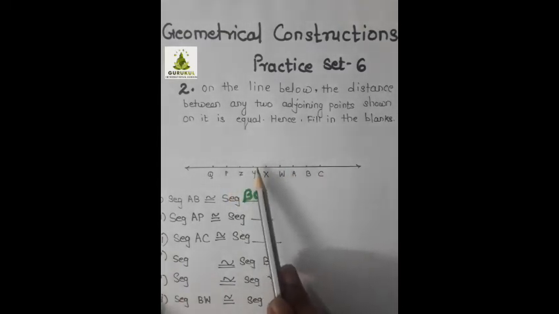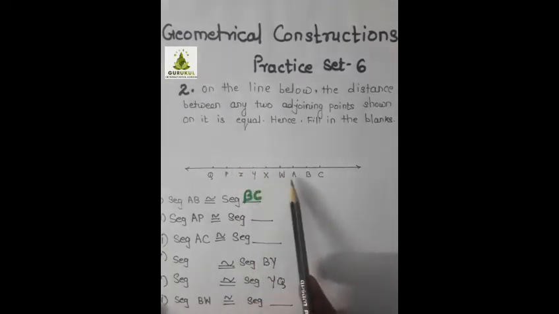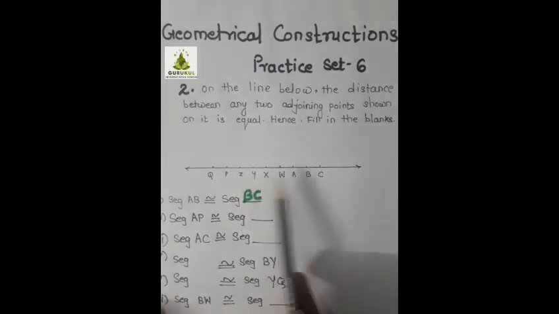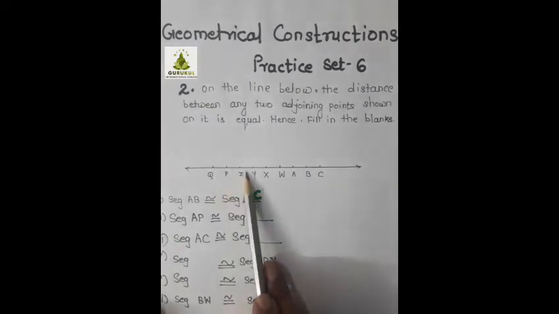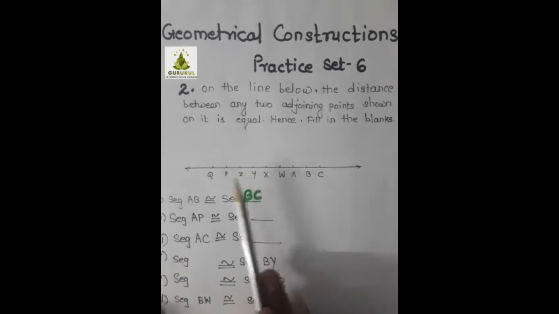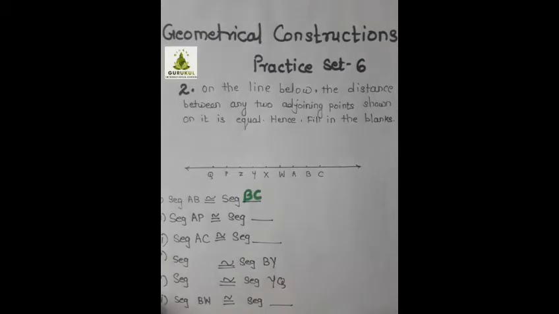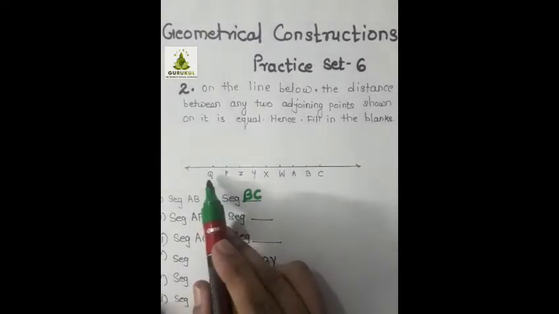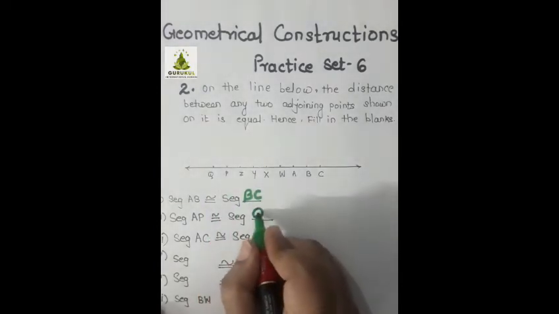1, 2, 3, 4, 5. Now, these are the 5 segments between A and P. You have to count any 5 segments except this A and P. Suppose if I take point Q, count from Q, 1, 2, 3, 4, 5. So first point if it is Q, fifth point will be W. So I can write the answer here that segment AP is congruent with segment QW.